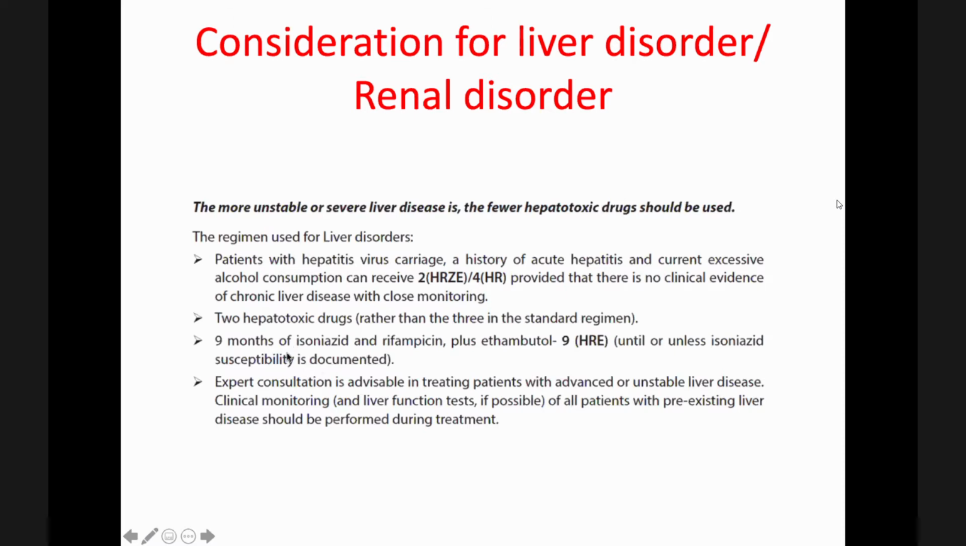You can use a regimen of 9 months of isoniazid and rifampicin plus ethambutol, that is 9 HRE, unless isoniazid resistance is documented. You can use this as a treatment: isoniazid and rifampicin, taking out the most hepatotoxic drug, pyrazinamide. Expert consultation is advisable in treating patients with advanced or unstable liver disease. Clinical monitoring of all patients with pre-existing liver disease should be performed during treatment.